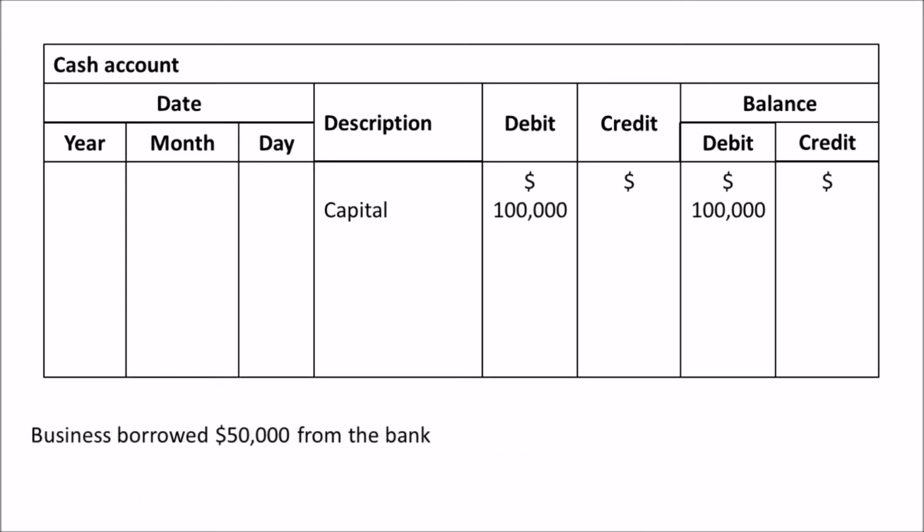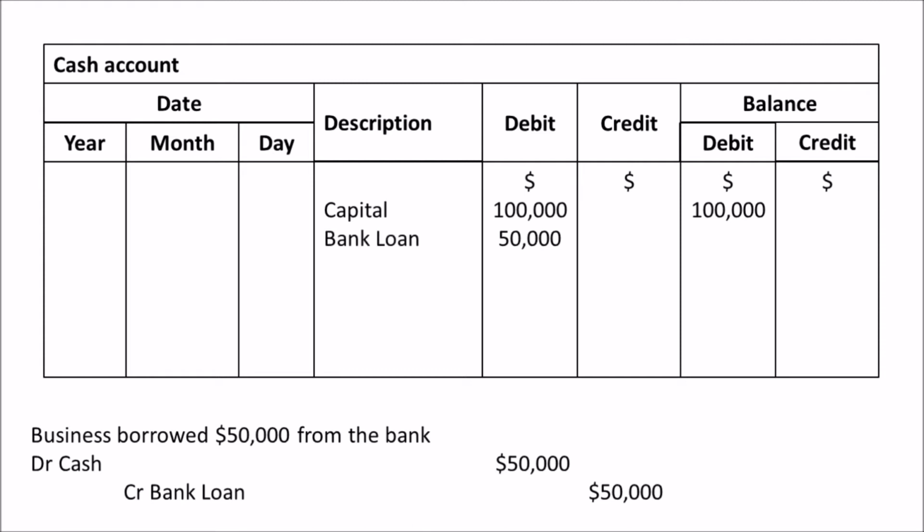Next, let's now assume the business borrowed $50,000 from the bank. The cash and bank loan balance will increase by $50,000. So the journal entry for this transaction is debit cash and credit bank loan by $50,000. So we will put $50,000 in the debit column. We debited cash by $50,000. What is the name of the account which we credited by $50,000? Refer to the journal entry. It's the bank loan account. So put bank loan in the description column.